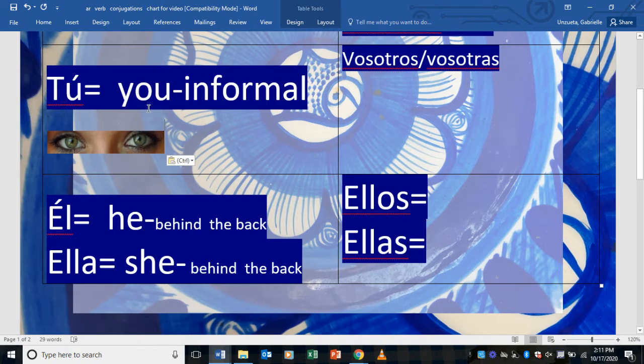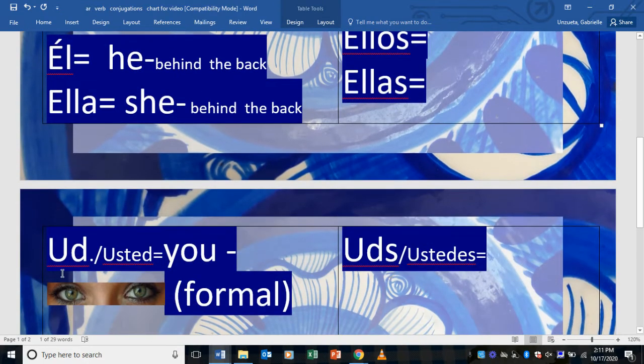See, because here we're not talking about someone behind their back. We're directly making eye contact, right? So we've got two sets of eyeballs going on. Do the you connection again. You matches with you, right? We do the you connection down here. You matches with you and the eyeballs, directly talking to the person.